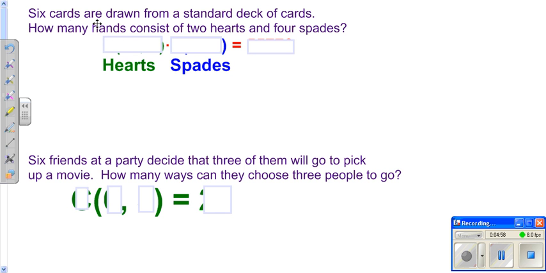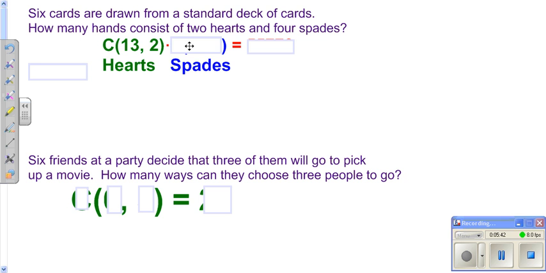Okay, 6 cards are drawn from a standard deck of cards. And there's 52 cards in a deck with 4 suits of 13 cards each. How many hands can consist of 2 hearts and 4 spades? Well, since you're just looking for any 2 hearts, the order in which they're selected wouldn't make a difference. So a jack followed by an ace would be the same as an ace followed by a jack. So that's a combination. Combination of 13 choose 2. 13 because there's 13 different hearts. 2 because you're selecting 2 hearts.